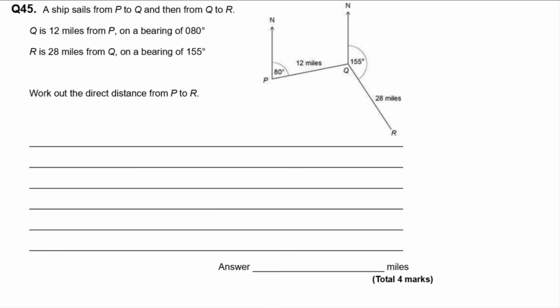Question 45. A ship sails from P to Q and then from Q to R. Q is 12 miles from P on a bearing of 80 degrees. R is 28 miles from Q on a bearing of 155 degrees. Work out the direct distance from P to R.